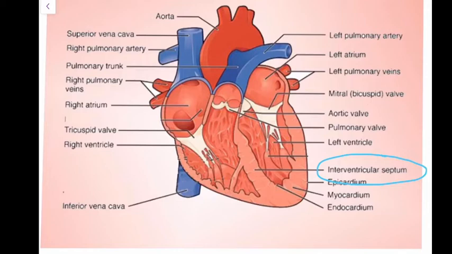And again, the right side is divided into the right atrium, which is the upper chamber, and the right ventricle, which is the lower chamber. Similarly, the left side is also divided into an atrium and a ventricle. And the atrium and ventricle on each side are separated by the atrioventricular AV valves.